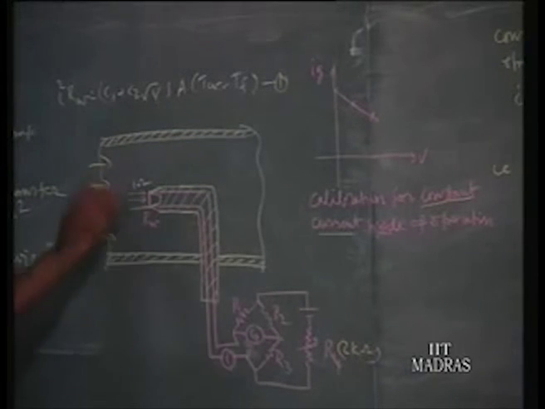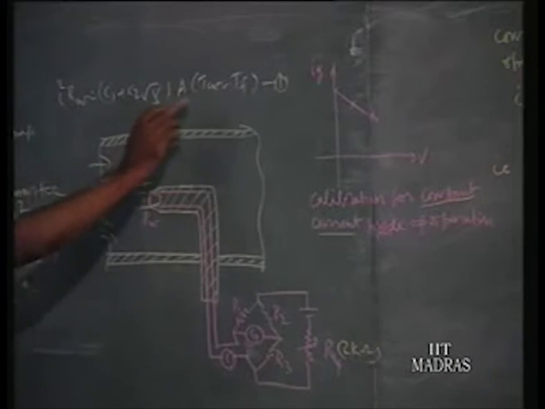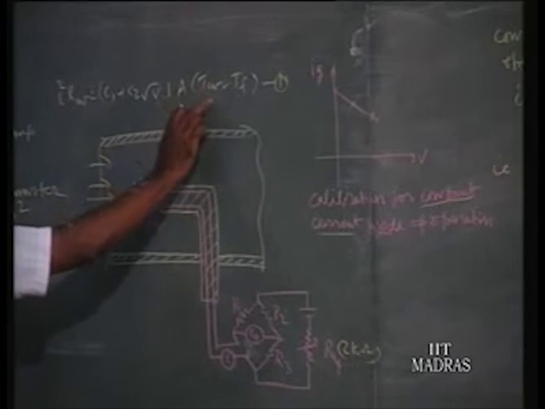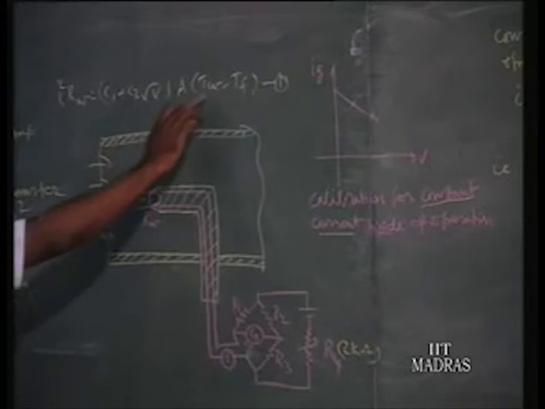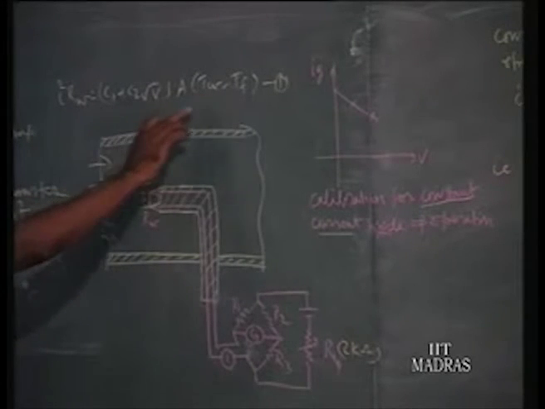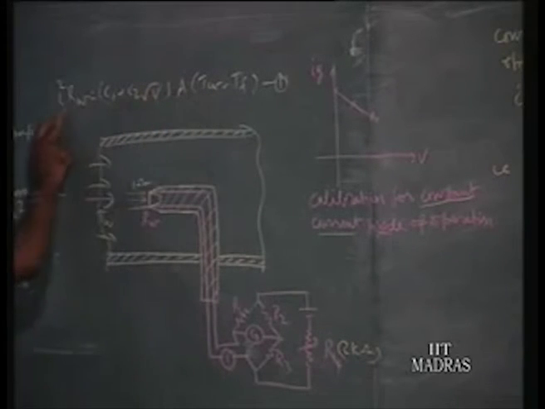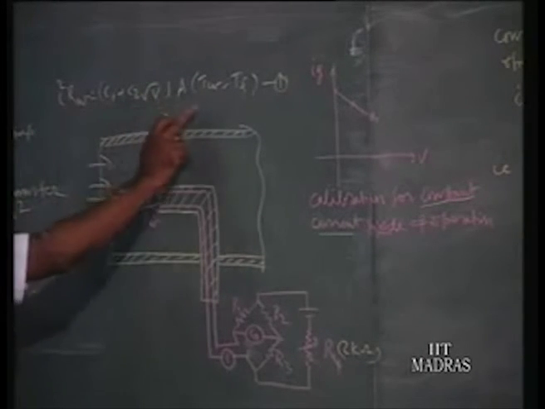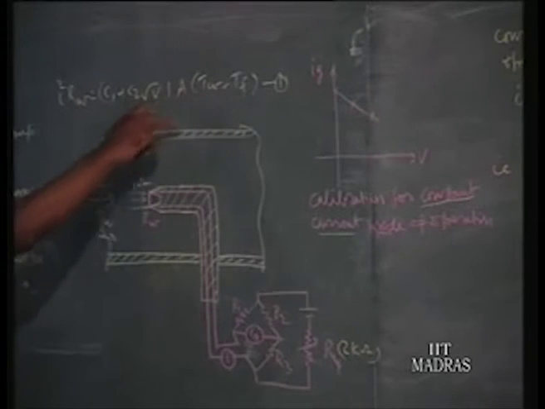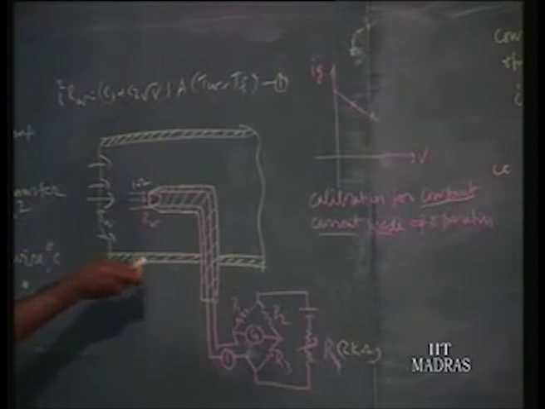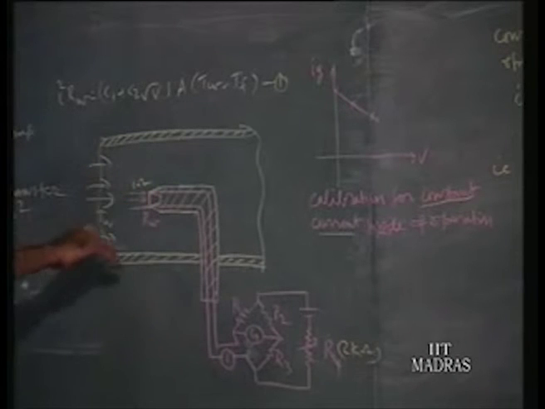Another one is the constant temperature mode of operation. That is, the wire temperature is always kept constant. Whenever the flow increases, to maintain the wire temperature, I is increased, because when the flow is increased, naturally the wire temperature will come down, because larger heat is taken. To bring it back, you have to send more current.